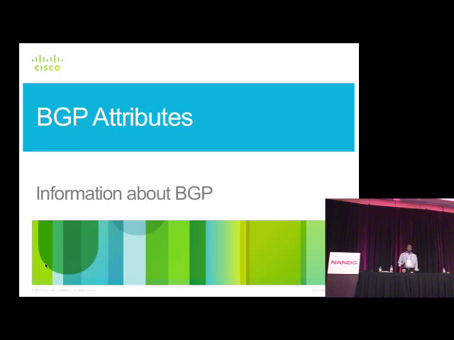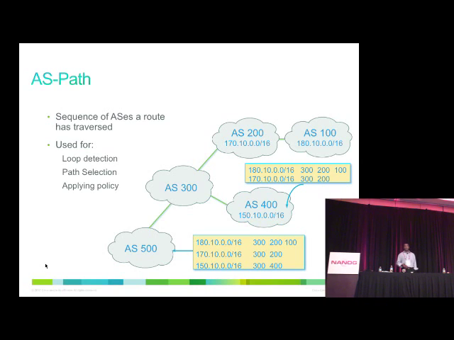So the key for BGP is each update or each route has attributes. And there are different attributes, and those attributes are used for path selection, policy enforcement, signaling information, and so on. And we'll discuss each one of them.